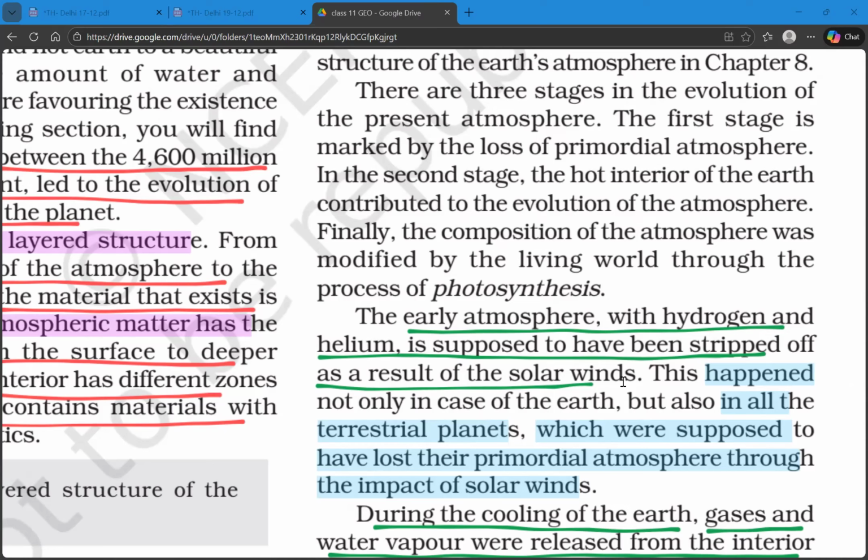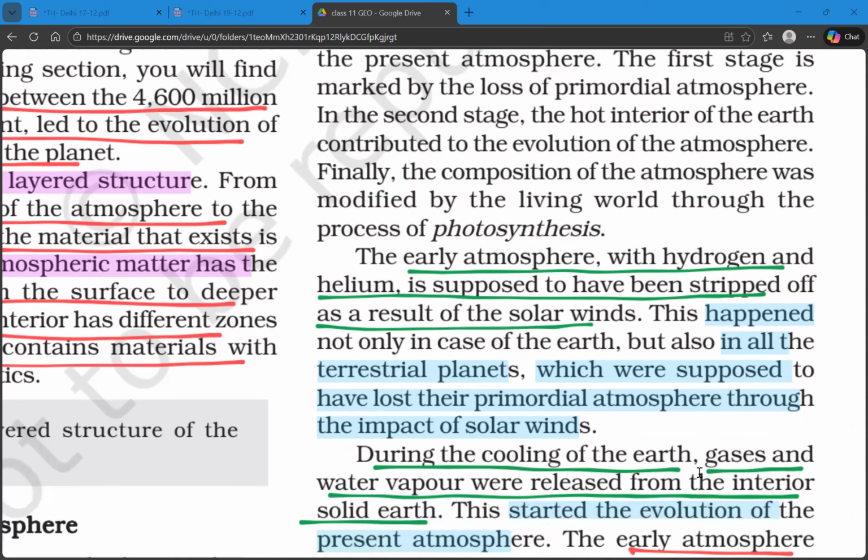It is not only in the case of Earth, but in other planets also that the primordial atmosphere was stripped off as a result of the solar winds. This happened not only in the case of the Earth, but also in all the terrestrial planets, which are supposed to have lost their primordial atmosphere through the impact of solar winds.